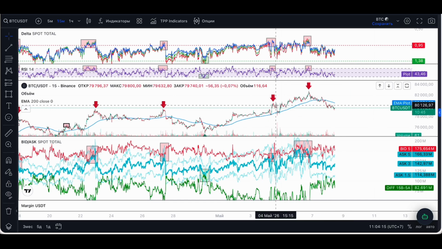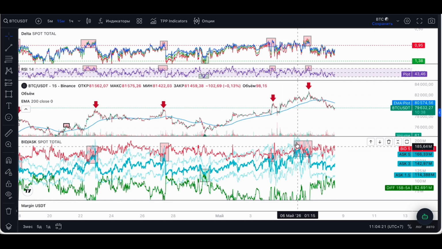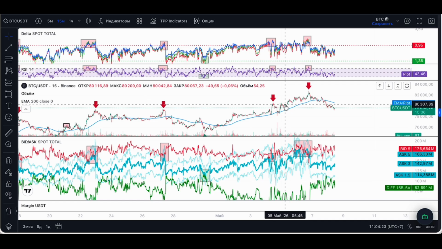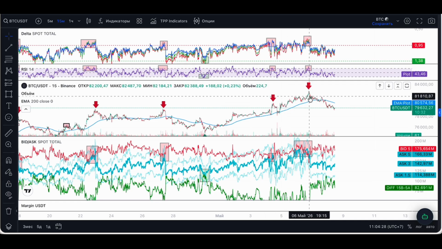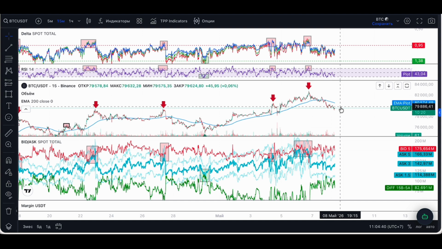So then this last movement, I got it. I entered here, at the beginning of the crossing right here. So my positions were 80k, 81k, 82k, and 82,500k. And all of those positions I closed yesterday here at a price of 80.1k.